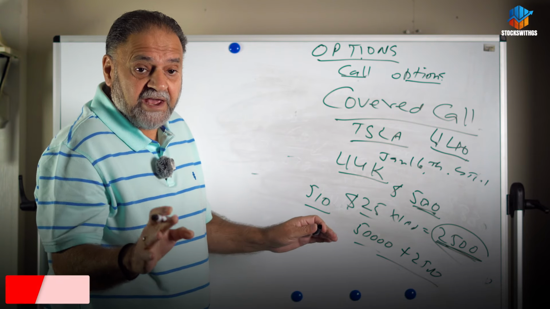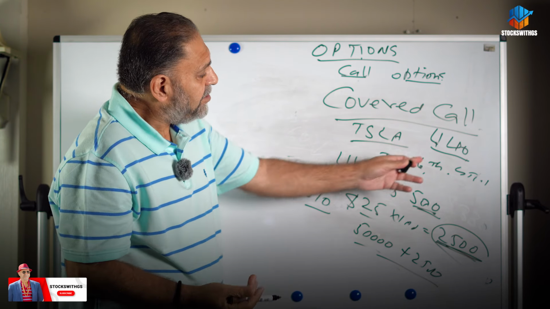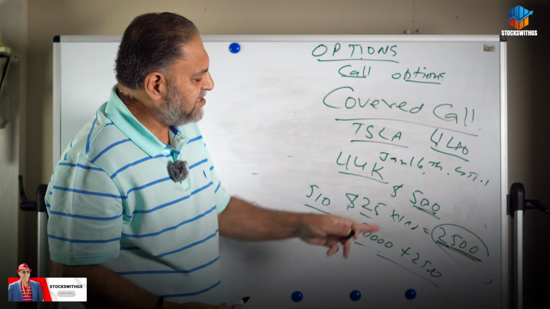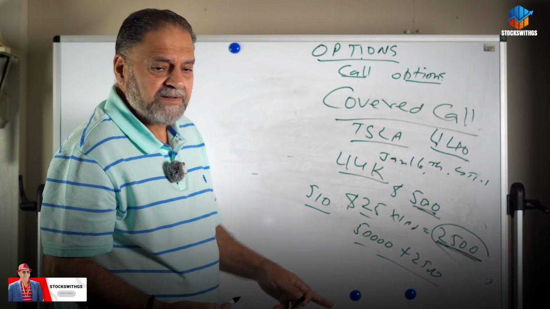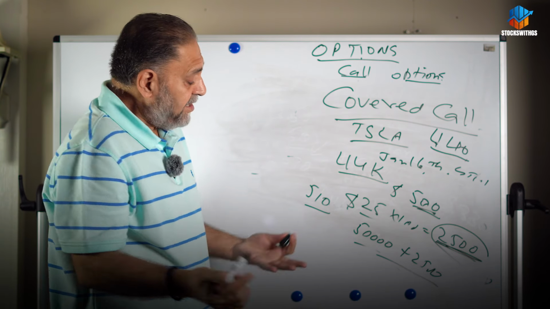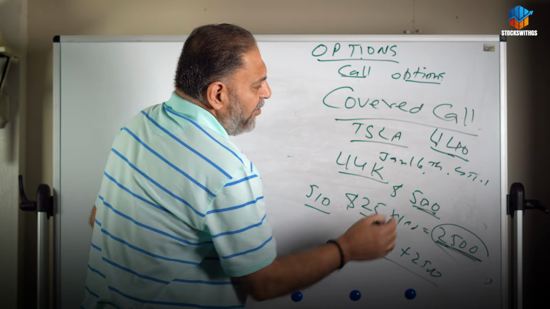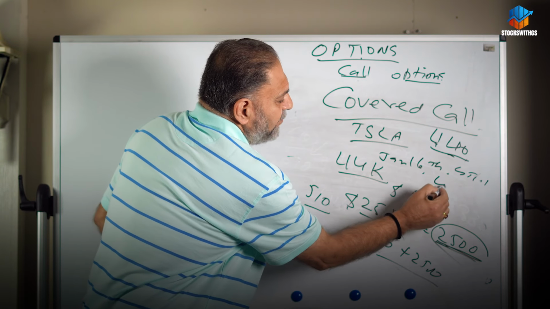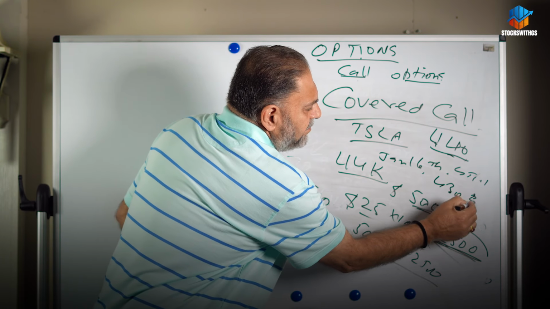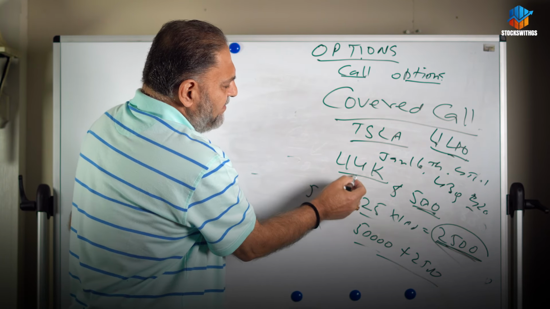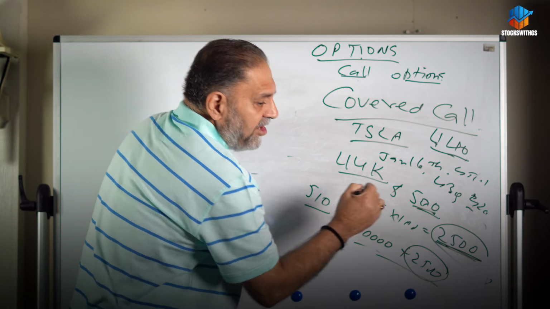So you should be okay. You cannot be in a loss. You make $6,000 here, you make 2,500 here. Should be happy. So if the stock remains at 440 or it stays at 430, 420, whatever, below 500, you keep this $2,500.